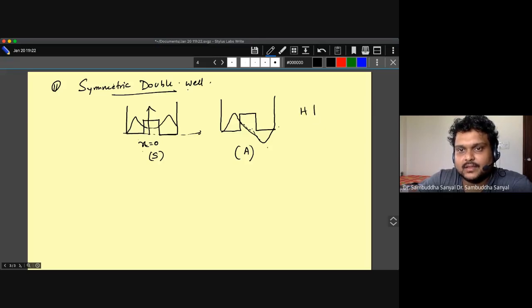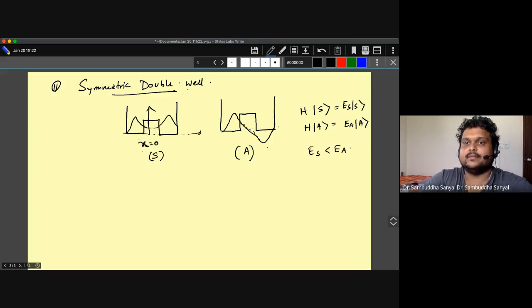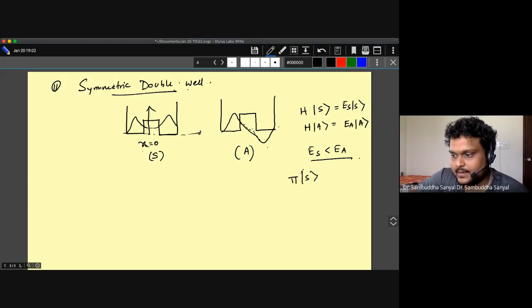So we know the following: for this double well potential, the symmetric state is of course an eigenstate. Both of them are eigenstates. And we also know that E_S is less than E_A. We can work that out from the node theorem, or we can check it because we did this problem earlier; we can explicitly solve it. Now also notice one of them is parity odd, and another is parity even. So pi on the symmetric state is plus that state, and pi on the antisymmetric state is minus that state.